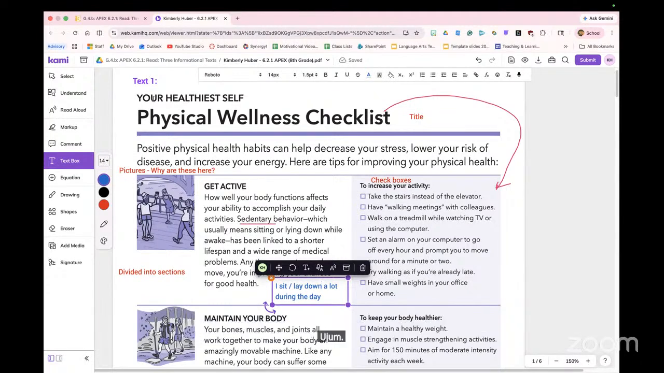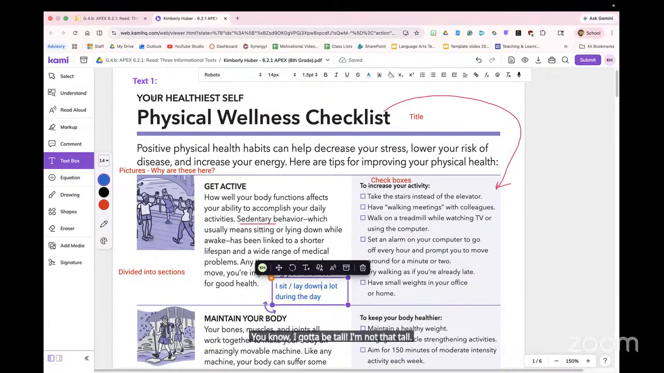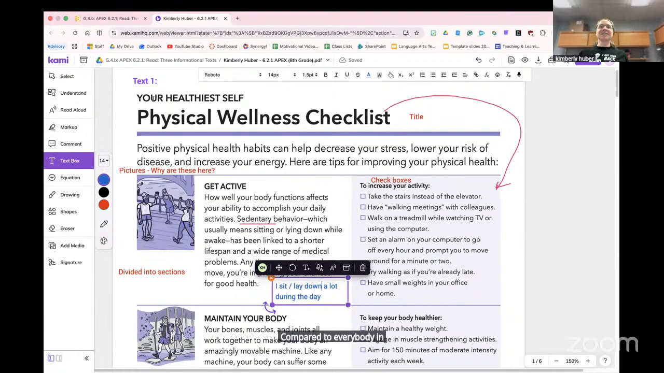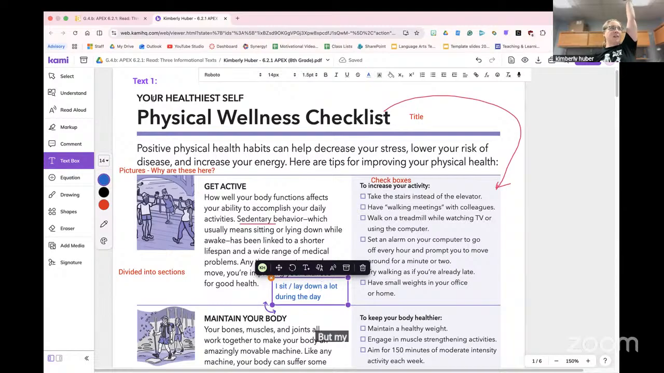Getting yourself taller. I know, I gotta be tall. I'm not that short. Compared to everybody in my family, I am short, which is funny because I'm not that short, I don't think, compared to the world. But my husband is 6'5", my son is 6 feet, and then I'm like 5'6".